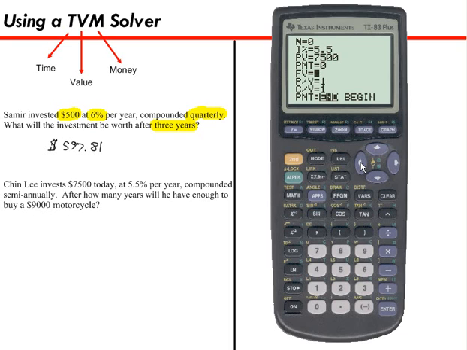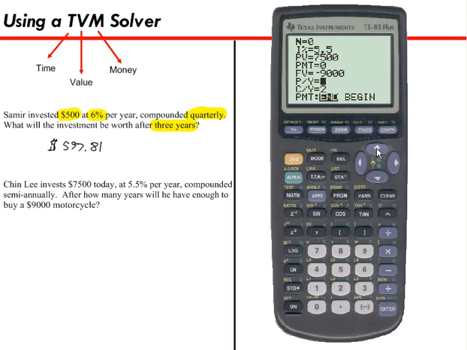Now here's a problem. Always make sure that for your future value, since it's money that we can't touch, we need to enter it as a negative. If you don't do that, you'll get an error and the calculator won't be able to help you. Compounding periods, well, it's compounded semi-annually. That means twice per year, so I'll enter a 2 in there.